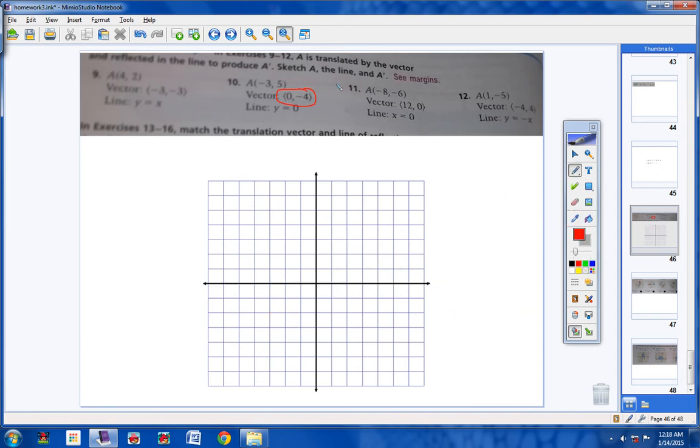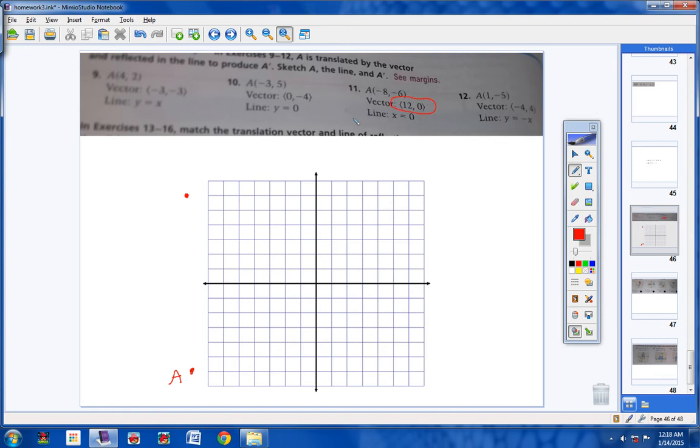Alright, number 11 says my point is negative 8, negative 6. So here's negative 8, and then down to negative 6 right here. So there's A. Now I'm going to translate that point 12, 0, so up 12, and then over 0, so up 12. 1, 2, 3, 4, 5, 6, 7, 8, 9, 10, 11, 12. So I go up 12, and then I don't go to the left or right at all. So there I did my translation.